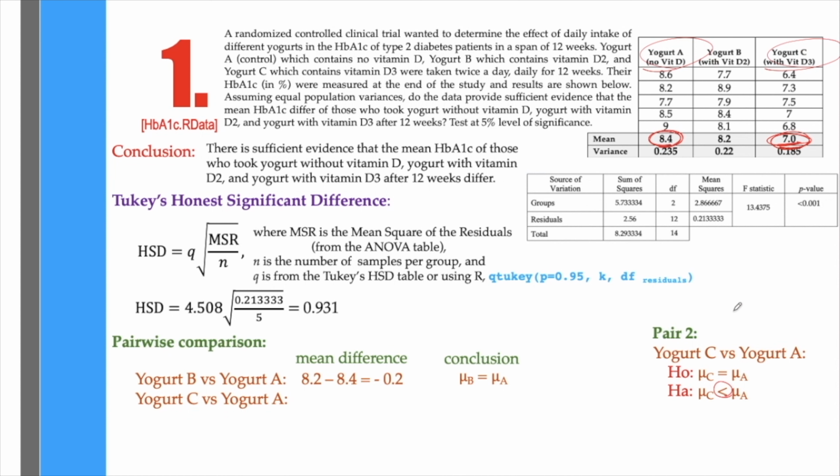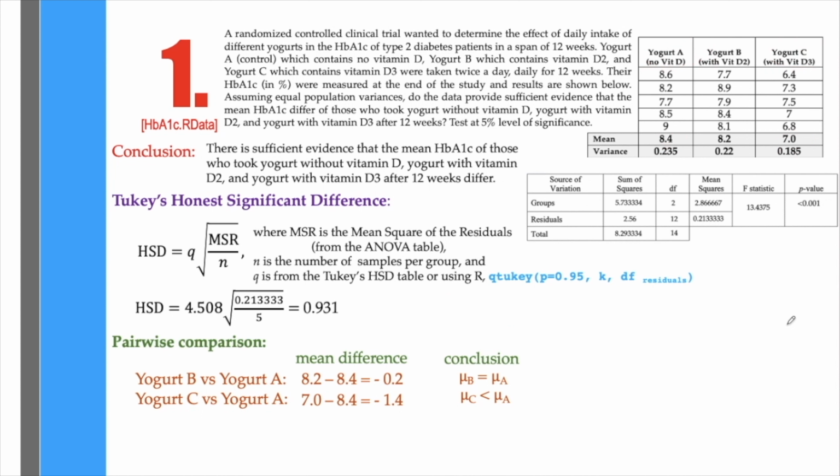So 7.0 when subtracted from 8.4, or when 8.4 is subtracted from 7.0, that gives us 1.4 or negative 1.4. Now in this case, since this is negative, it's like having a negative 0.931 as your critical value, and negative 1.4 is somewhere here. And if this is your area of rejection, then we're going to reject the null hypothesis and conclude in favor of the alternative hypothesis, that the mean HbA1c of those who took yogurt C is less than those who took yogurt A.